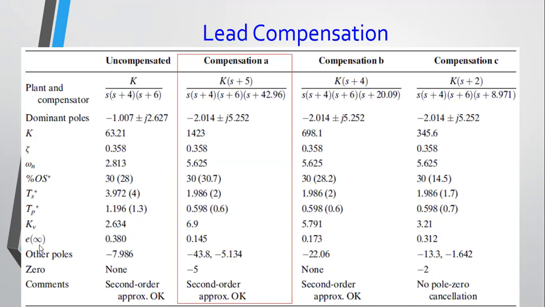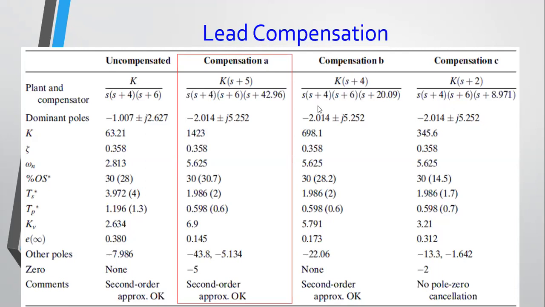If you just look at your steady state error, it has reduced a bit, and your second order approximation is okay because you're more or less getting what you want. It's very close to the values. Now, what if you introduce the 0 exactly at -4?